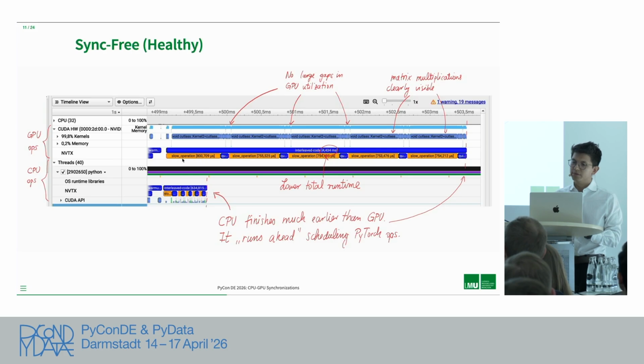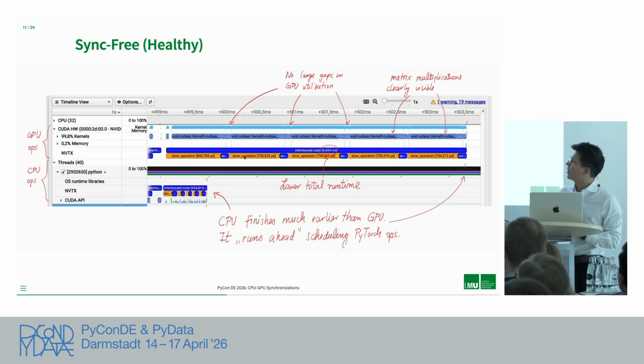And the slow operation is the yellow one. I think you might be able to read it. And the quick operation is the blue one, which is shorter. And they're operating back to back.